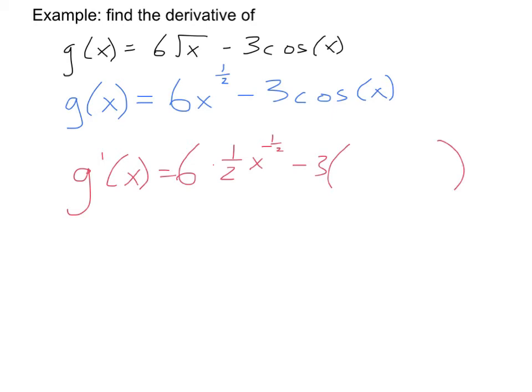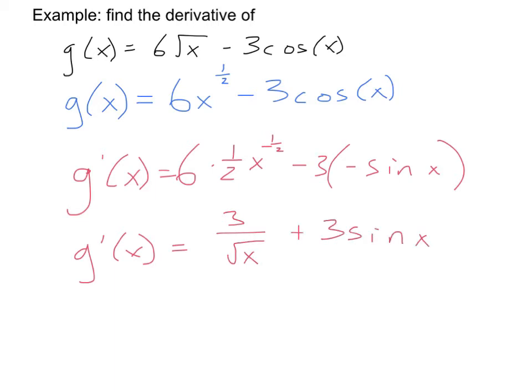Now the derivative of cosine, we just learned that that's negative sine x. And now it's just a matter of going back and prettying this up a little bit. I could multiply the 6 and the 1/2 together to give me 3. I can move that square root to the bottom, so I have 3 over root x. Now this will be plus 3 sine x, because a negative times a negative will always give us a positive. And here it is.